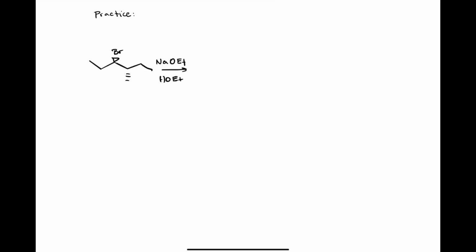So here our base is ethoxide, and this is a non-hindered base, and it's going to want to form the Zaitsev product, the most stable alkene. We will have to rotate our molecule to get it in the correct configuration such that the bromine and the hydrogen are anti to each other, because currently they're on the same plane.